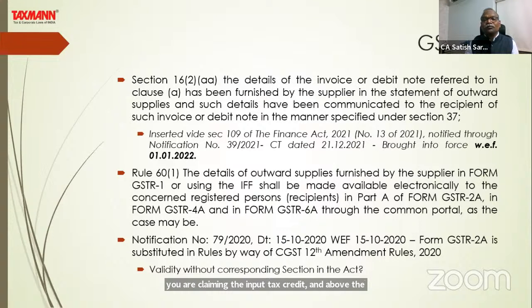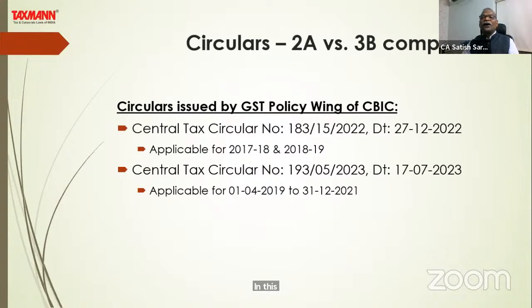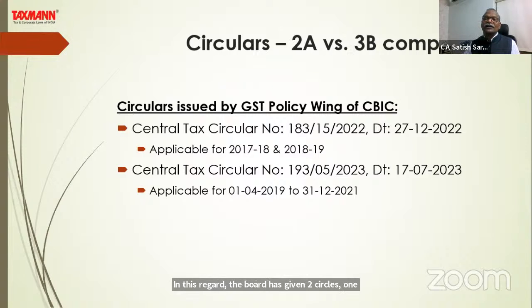In this regard, the board has given two circulars, one on 27th December 2022 and another on 17th July 2023. These circular numbers 183 and 193 talk about the procedure to be followed wherever the credit is not appearing in GSTR 2A of the recipient and he is eligible to take the input tax credit. In those situations, he has to follow a certain procedure. He has to obtain a certificate from the supplier or from the chartered accountant or cost accountant of the supplier stating that the tax on these invoices has been paid to the exchequer and the recipient is eligible to the input tax credit.